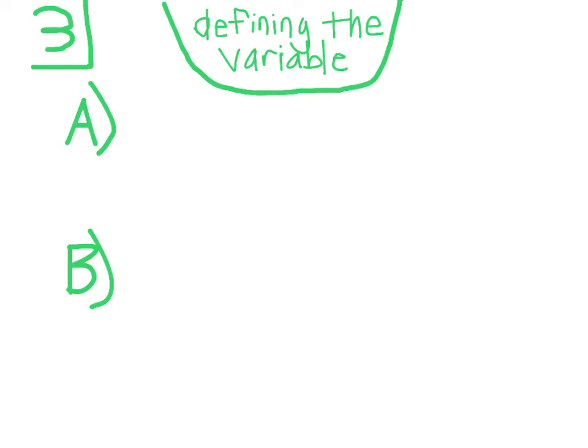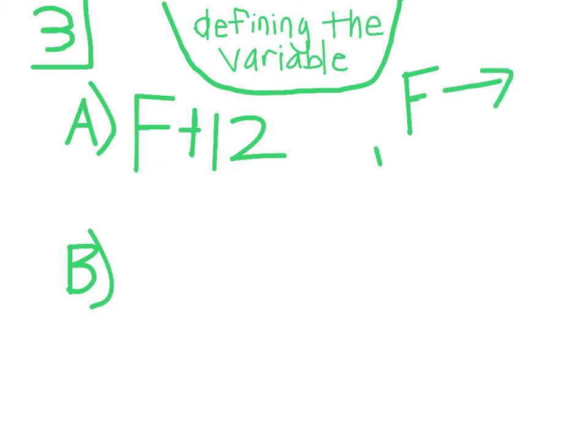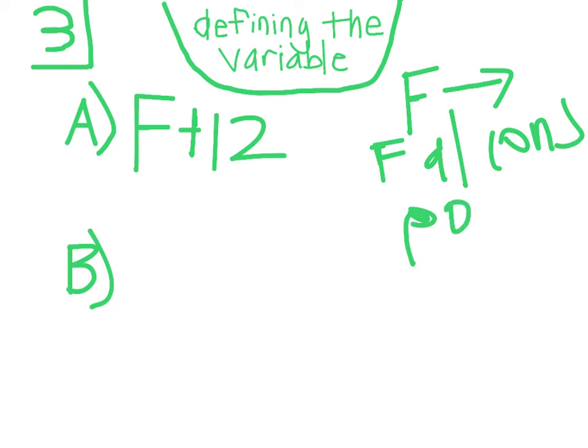Well, for this, I'm going to say F plus 12. And I'm saying F, and the F is representing, I'm going to call this what I'm defining it. So F is representing the Falcons' points. Alright, so I say F plus 12 because I'm saying it's 12 more than the Falcons scored, and I define the variable by saying F represents the Falcons' points.